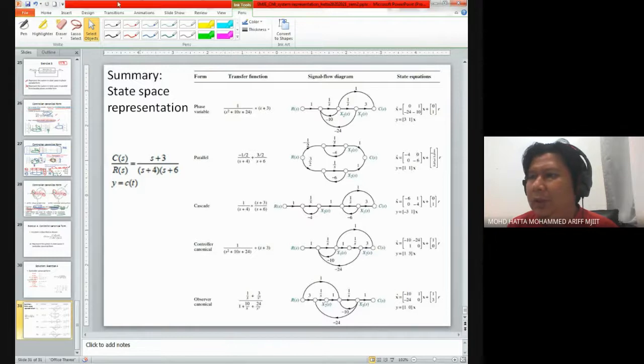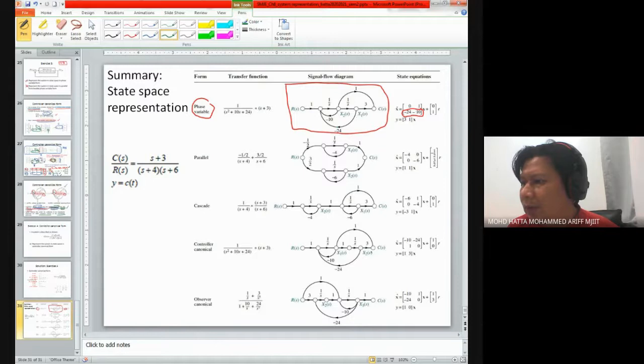For example, this is like a default one, the phase variable form. In the phase variable form, you will have a signal flow graph diagram, something that looks like this, and a state equation which looks like this, where we have a row at the bottom which presents the characteristic polynomial, or the denominator side of our transfer function. And for controller canonical form, the pattern of the signal flow graph is almost the same.